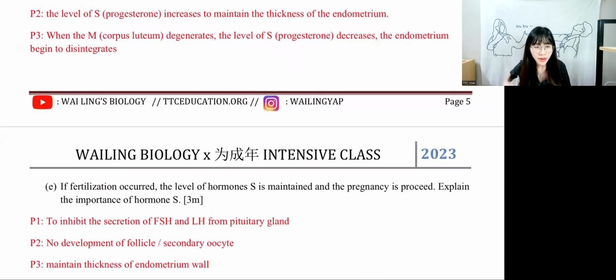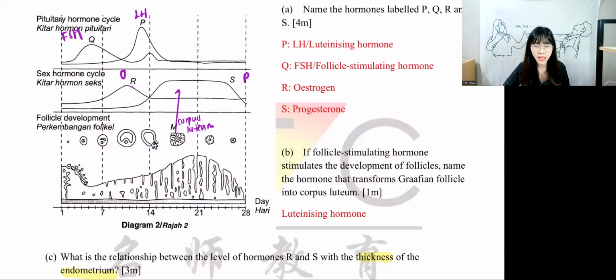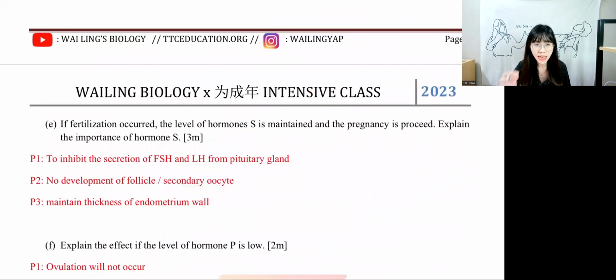Okay, next E. If fertilization occurs, the level of hormone S is maintained and pregnancy proceeds. Explain the importance of hormone S. Okay, now what is hormone S? Hormone S is progesterone. Okay, back to this. So they say that when a person is pregnant, progesterone level is maintained. They ask you, what is the importance of progesterone? Progesterone is to thicken and vascularize the endometrium wall. When the endometrium wall is thick enough, the embryo can implant into it to make sure that there is no miscarriage.